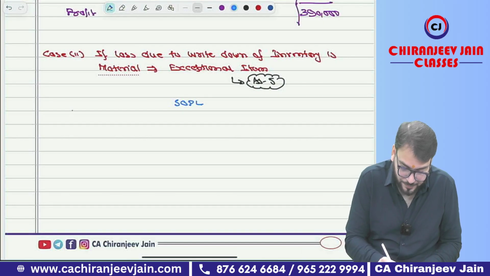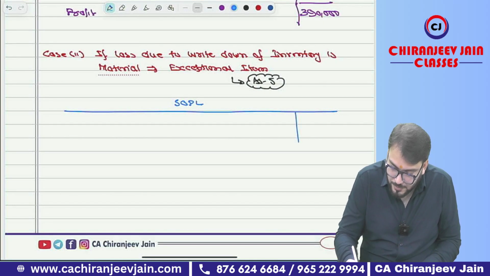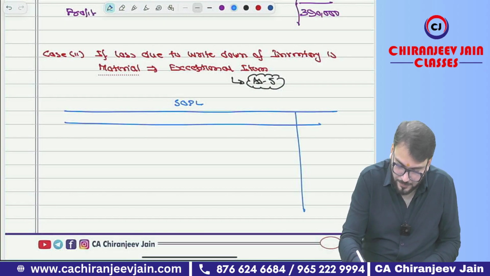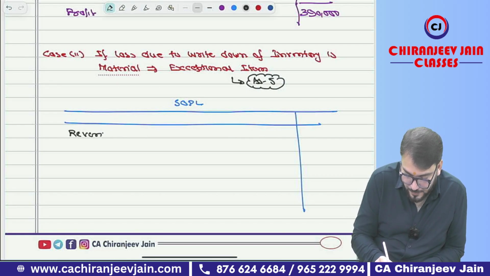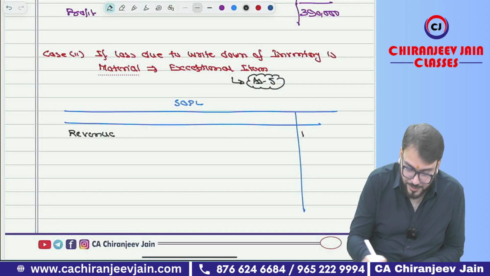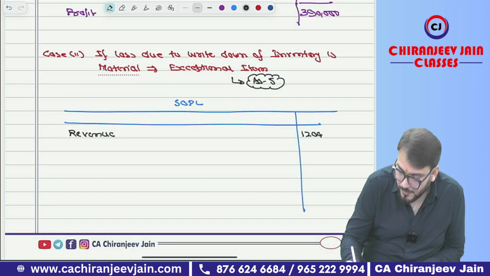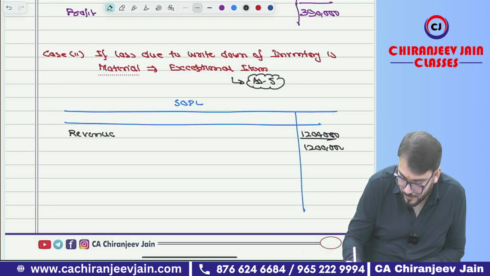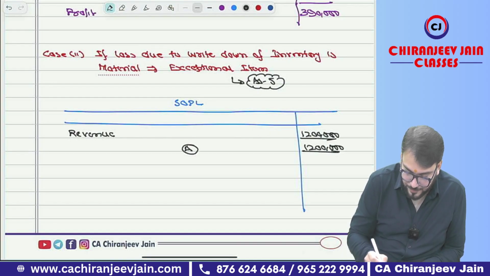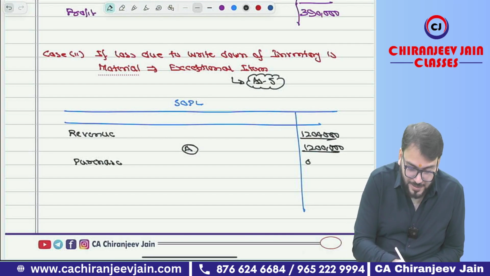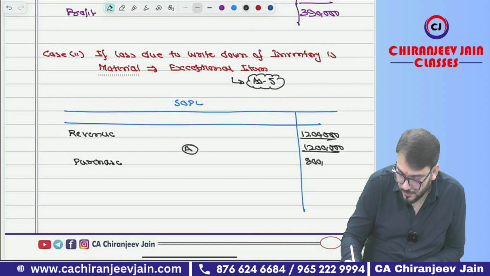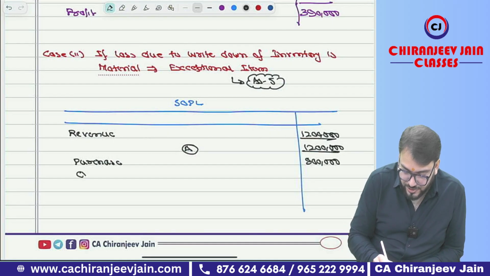then how to disclose it? Just write down. We write down revenue. Revenue is equal to what? 12 lakh. Total is 12 lakh. Then we write down purchase. Purchase is what? 9 lakh. Then in this case, changes of inventory.